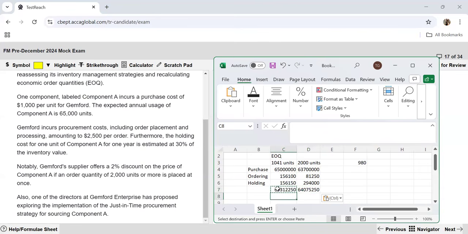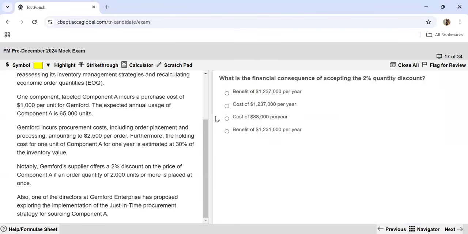We can already see that the EOQ method seems expensive. So this minus this, that means we are going to get a saving of 1,237,000. Let's see if that's an answer. So you get a benefit of 1,237,000 per year. So this is your final answer.